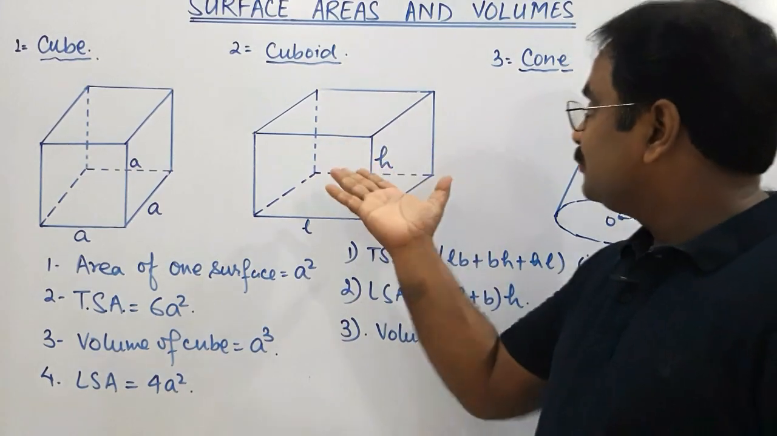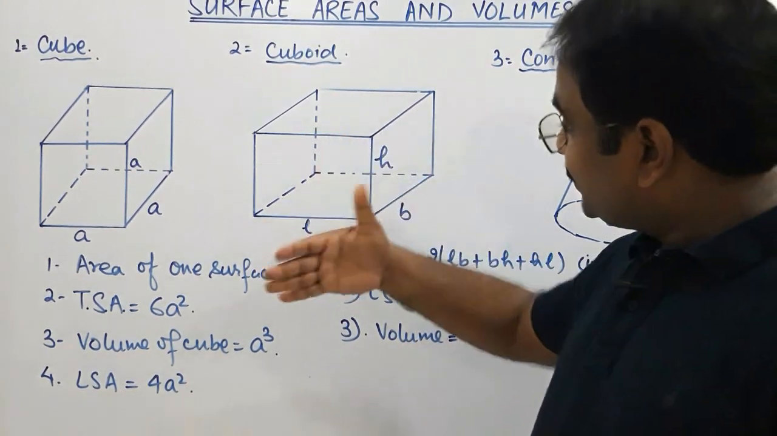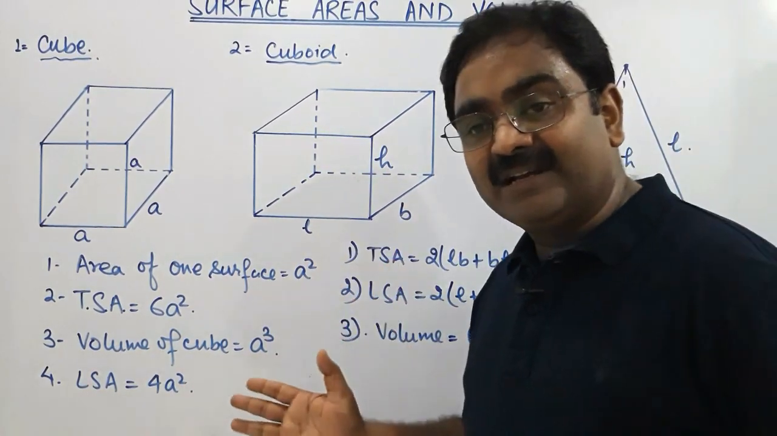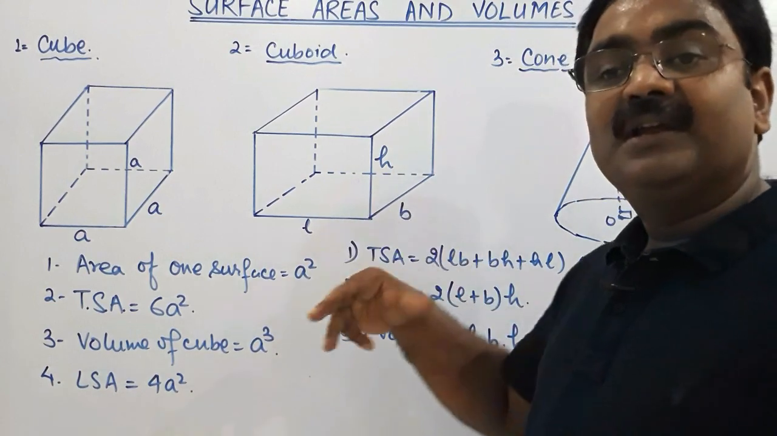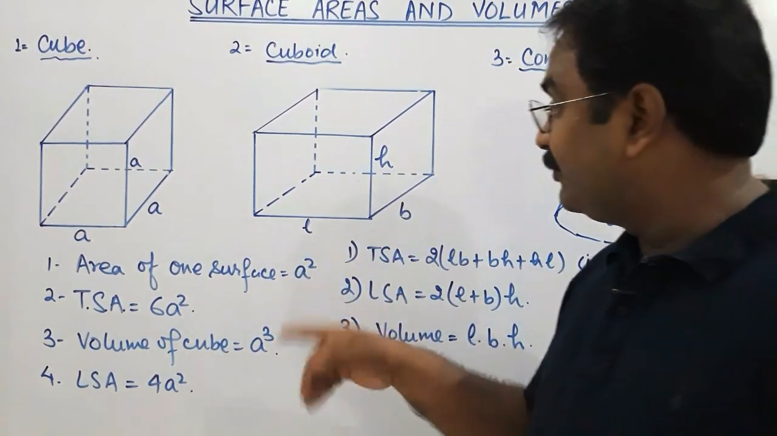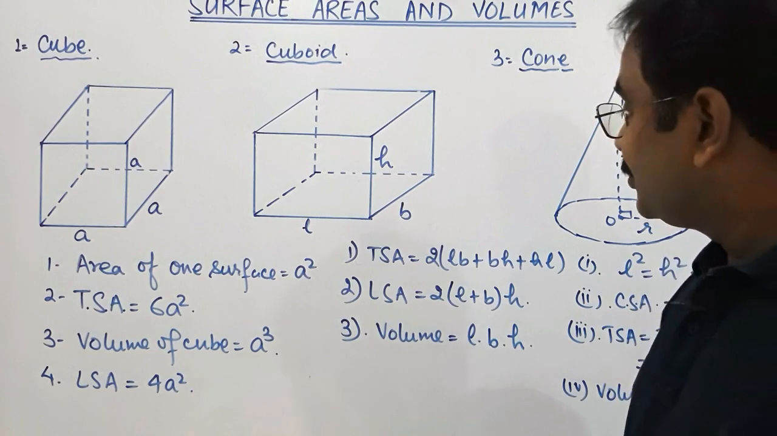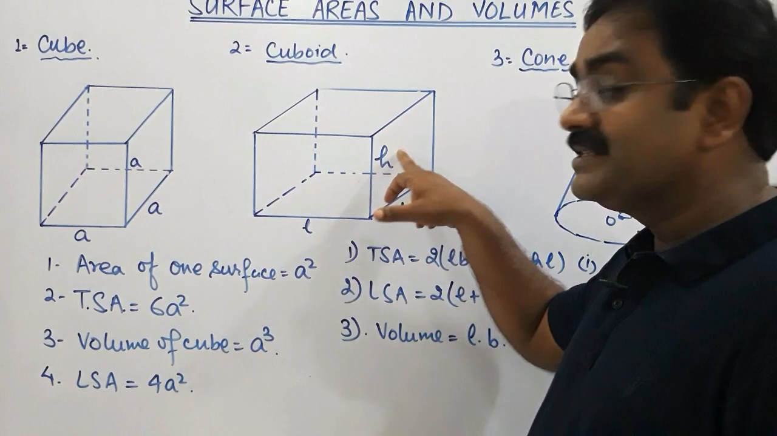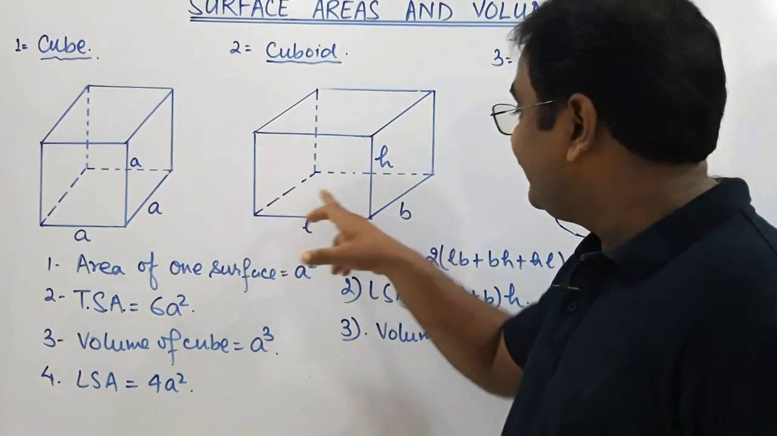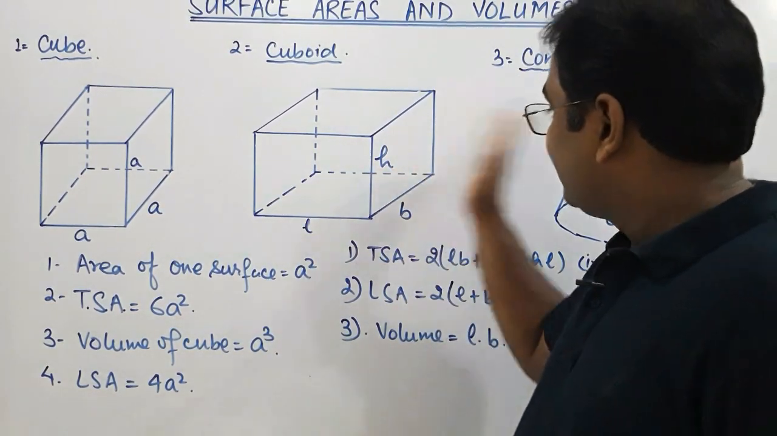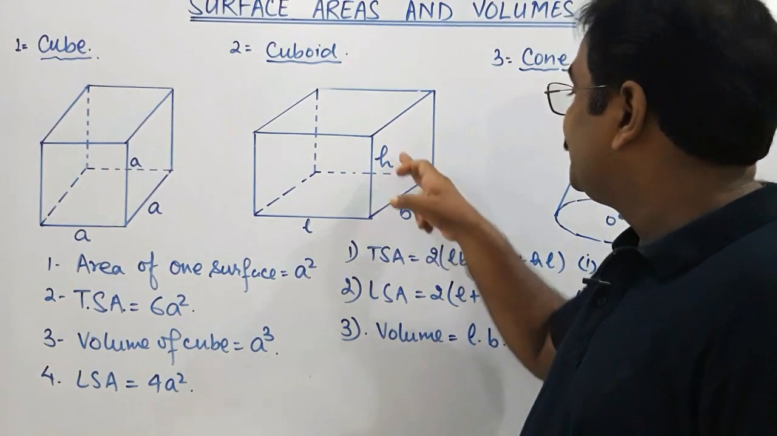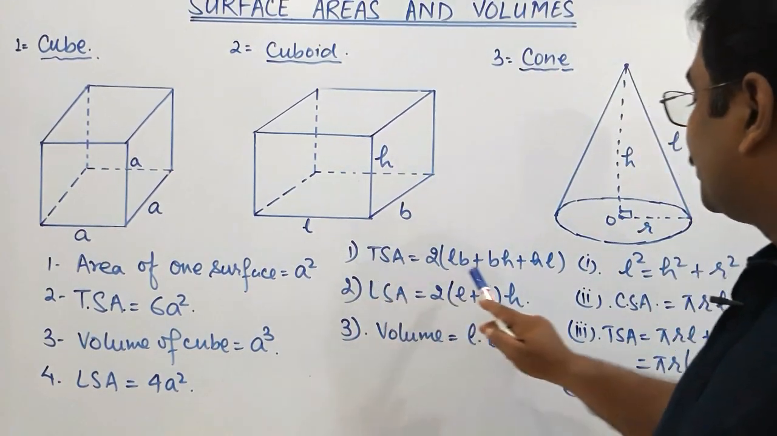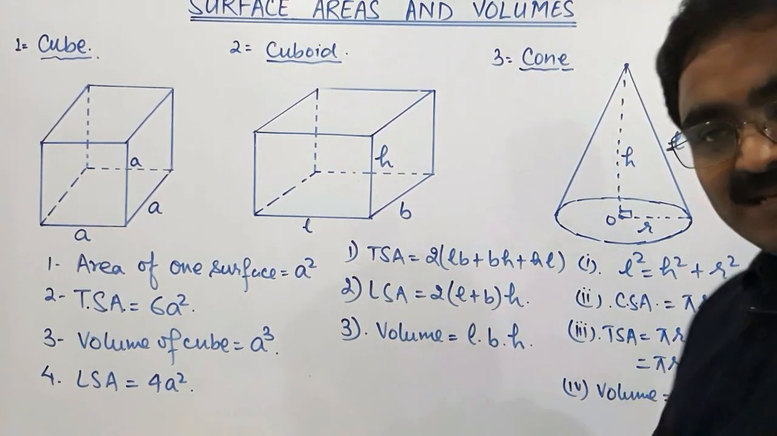Similarly, in this, as you know, all the faces of this cuboid are rectangles. Now all its faces are rectangular, and the length and breadth of each rectangle are different. So we have not given the area of one surface, because if you want to find the area of this front surface, its area will be length into breadth. Breadth is here the height, so its area will be l into h. The area of the right side is b into h. So we have not given the area of one surface. We have taken directly the total surface area, 2 into lb plus bh plus hl.